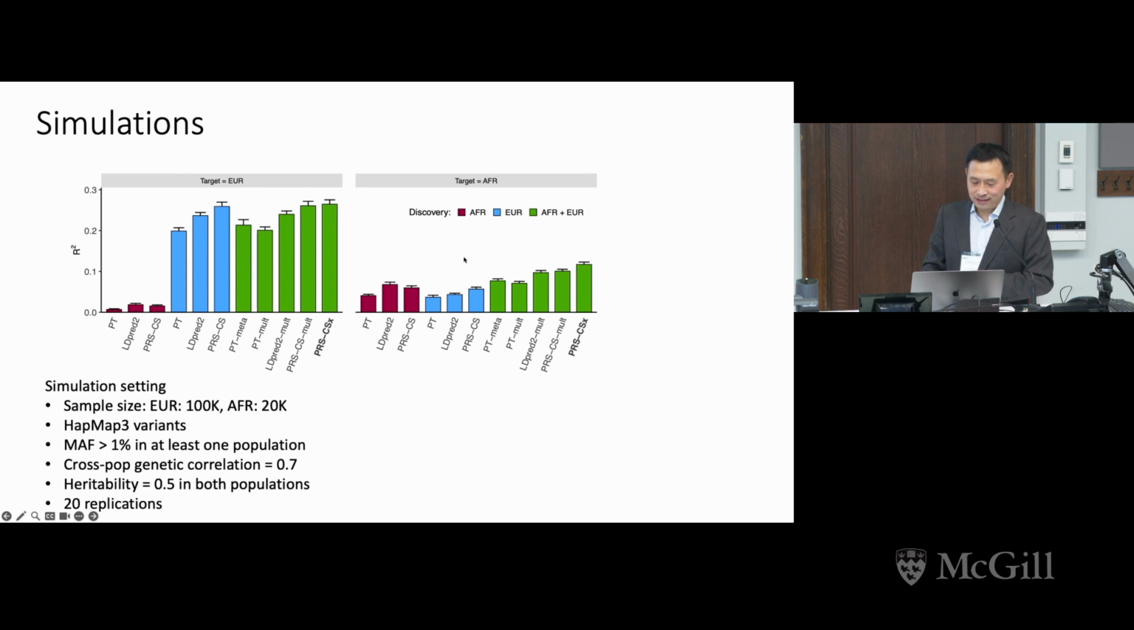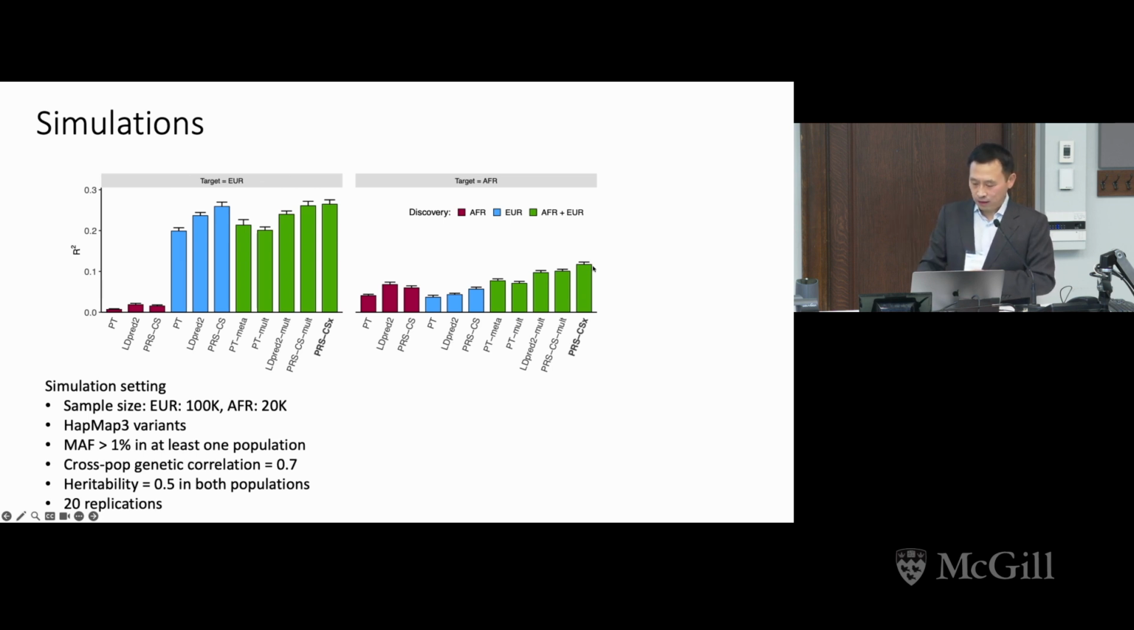However, if you look at the other ancestry, the African ancestry, this is the prediction using the African discovery set, what if you use only the European, and what if you use both. You will see there's an overall improvement even if you use a naive PRS approach. And when you use the PRS-CS approach, it actually gives you the best improvement.